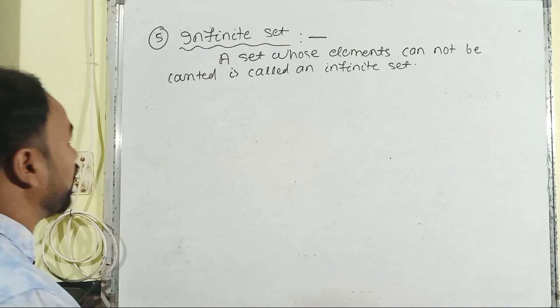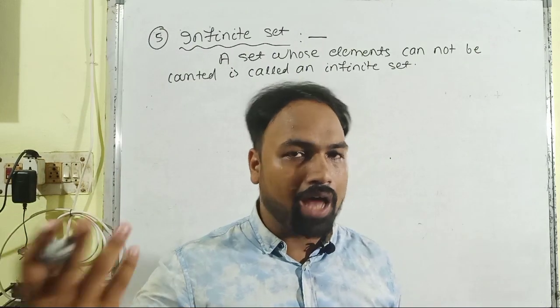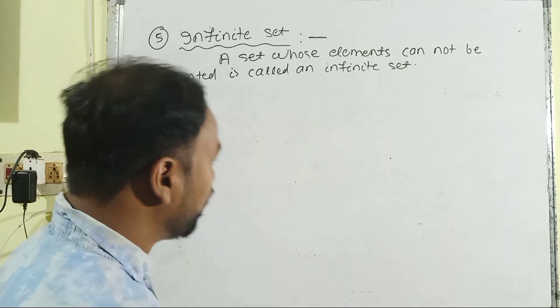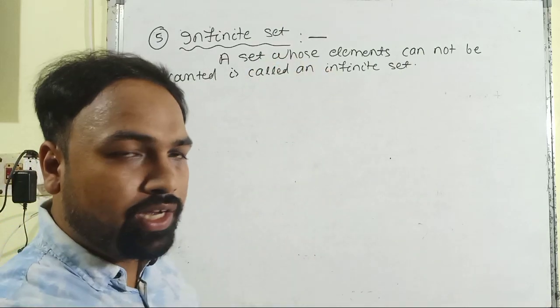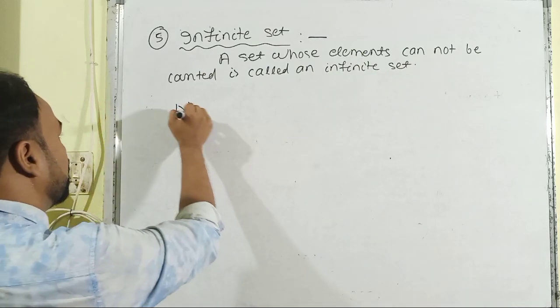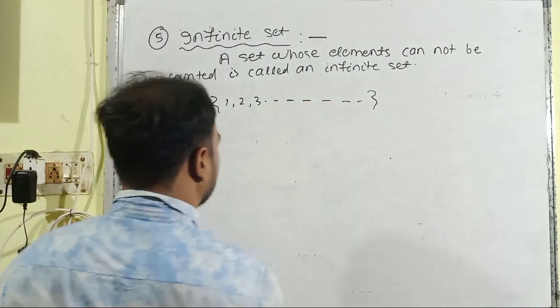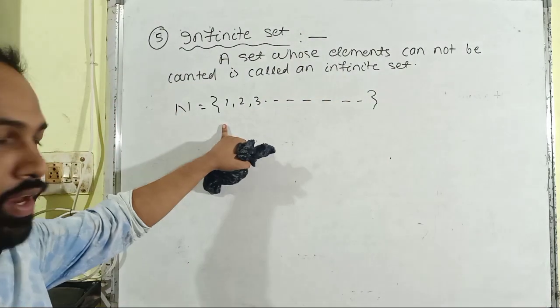So let us take some examples, and you can see that all of the mathematical sets are called infinite sets. From the natural numbers up to the real numbers, all of the sets are called infinite sets. That means the set of natural numbers 1, 2, 3 up to infinity is an infinite set.